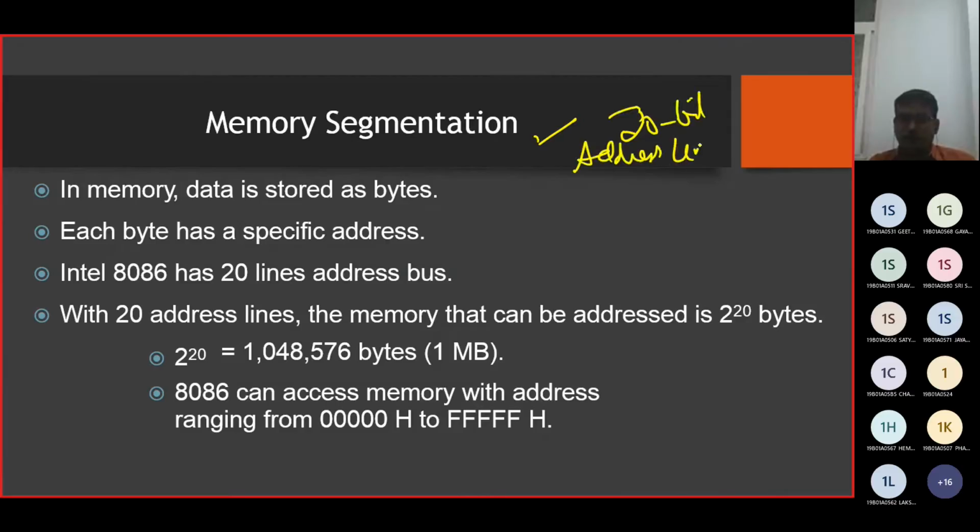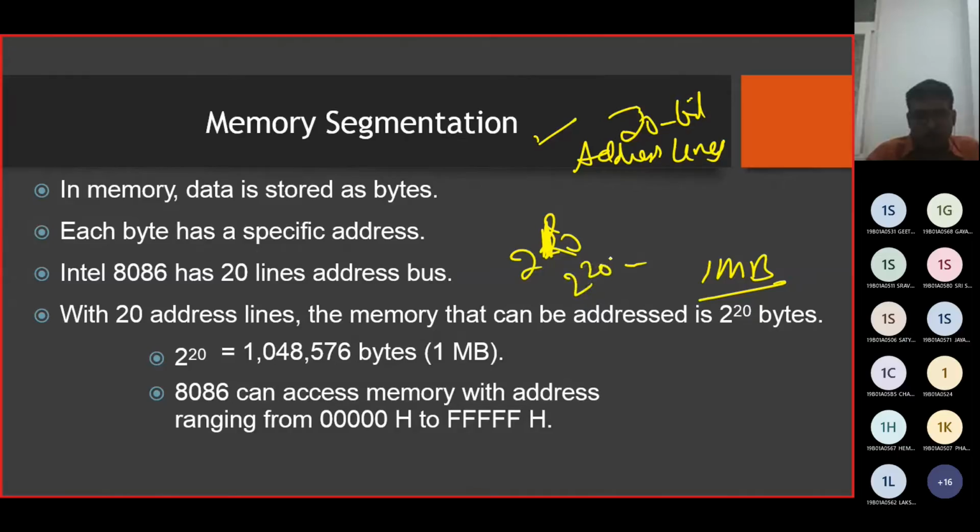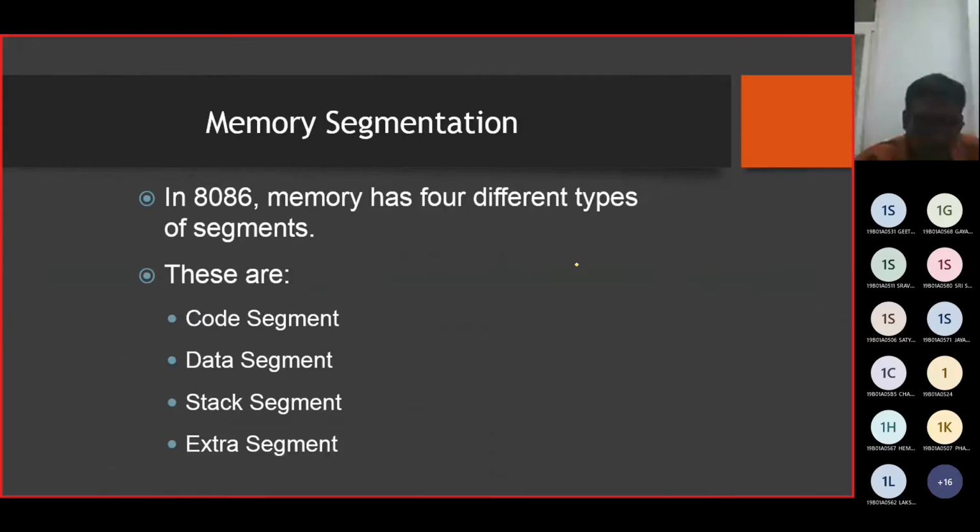Now coming to this memory segmentation, we mentioned that there are 20-bit address lines, and that is the reason why it can access 2 power 20, which is going to occupy 1 megabyte. We have already listed this out in our block diagram. We had enough discussion on code segment, data segment, extra segment, and stack segment.